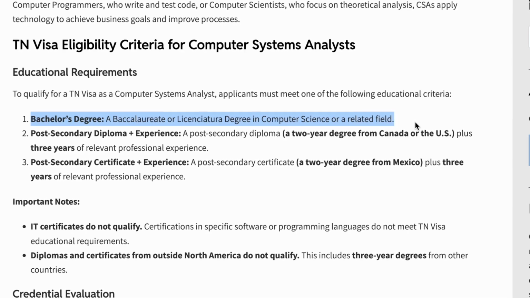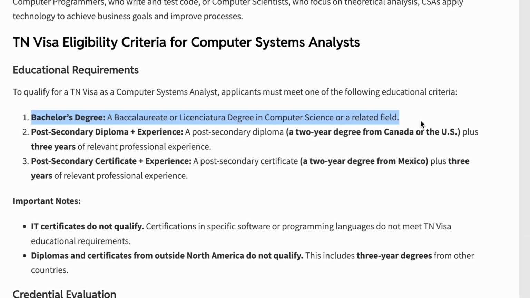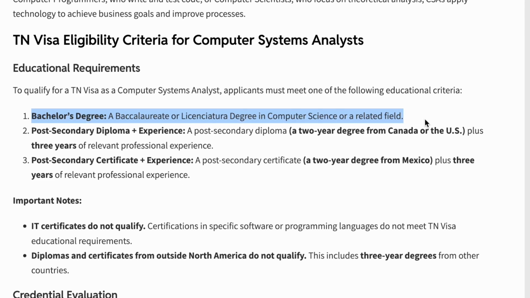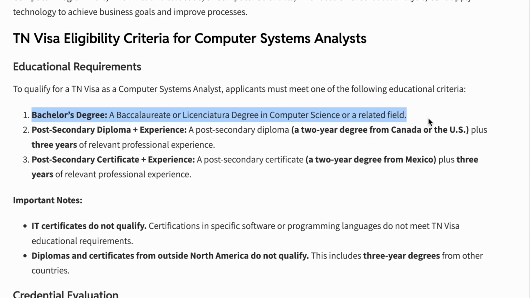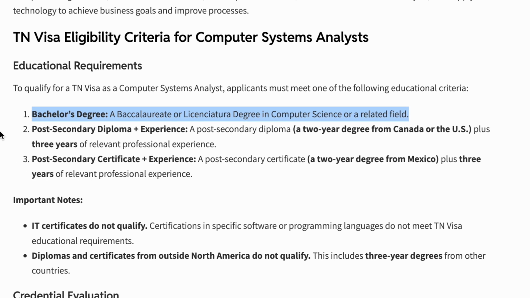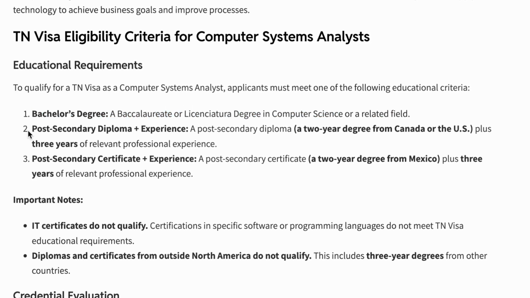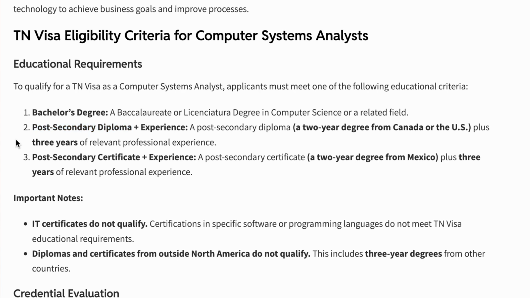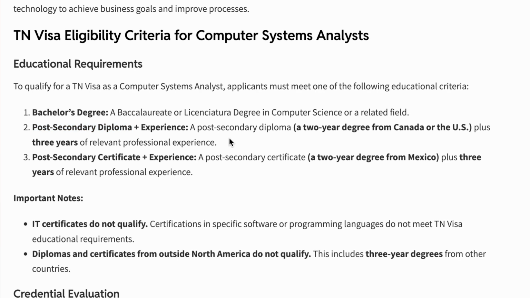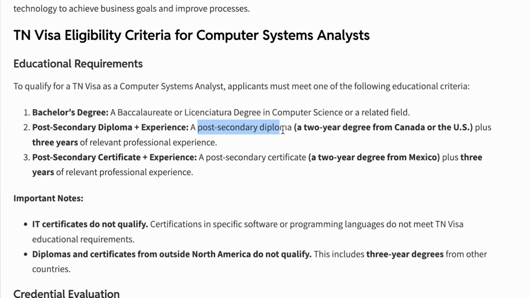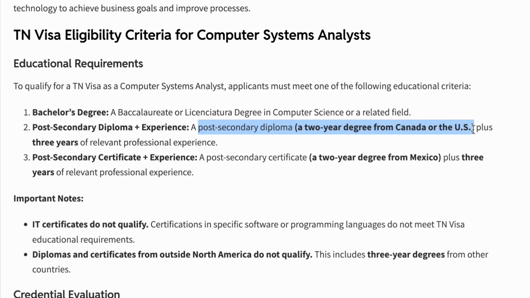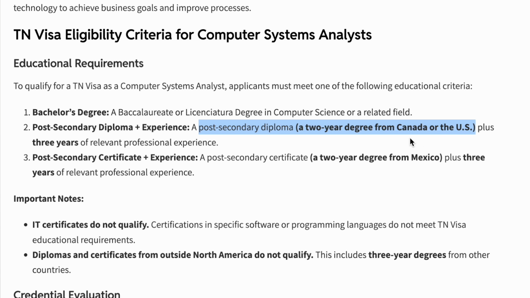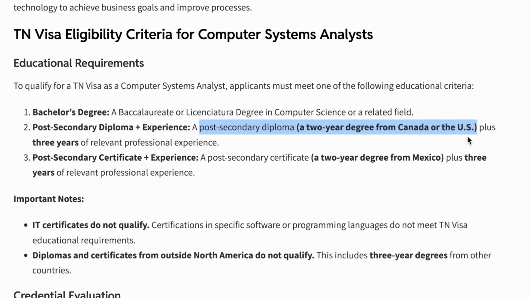It has to be equivalent on its own, on its face, without combining any other education, certificates, or experience, to a U.S. 4-year degree. Now, the other way you can qualify as a computer systems analyst is by nature of having a diploma. A diploma is very important to understand. A diploma, according to the USMCA, is a 2-year degree from an accredited institution in either Canada or the United States.